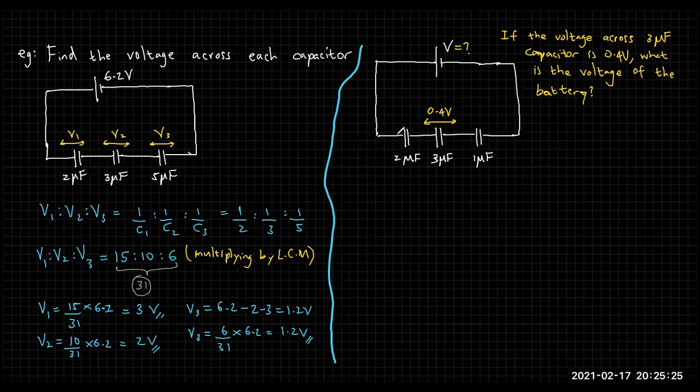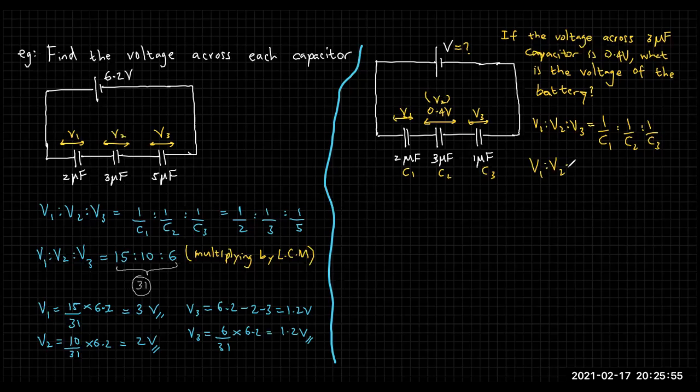Right, fine. So here, let's take this as C1, C2, and C3. So this is actually V2. This is V1, and this is V3, something like that. Okay. Now, what is the relationship between the capacitance and the voltage? That is V1 to V2 to V3 is given by 1 over C1 to 1 over C2 to 1 over C3. Right.